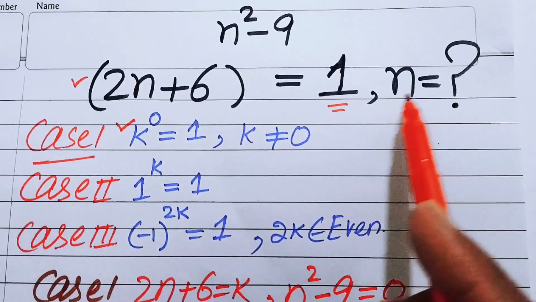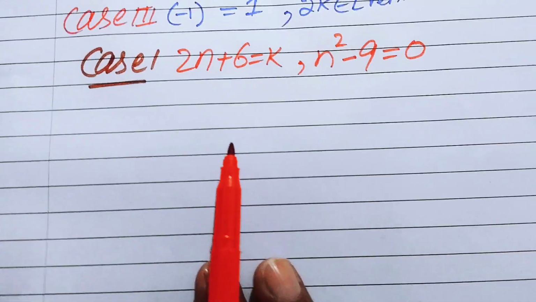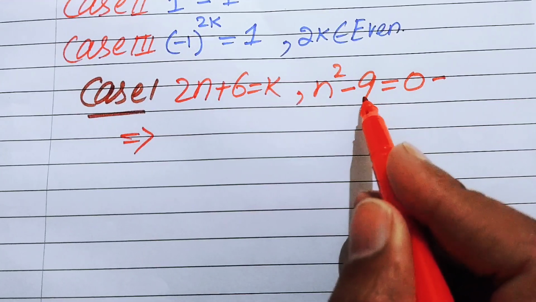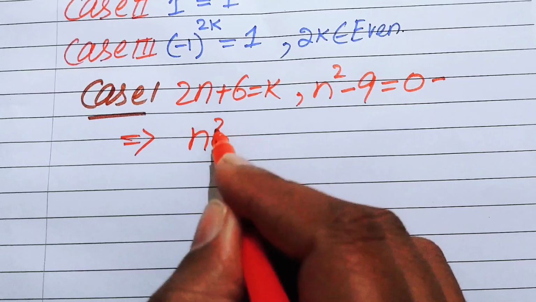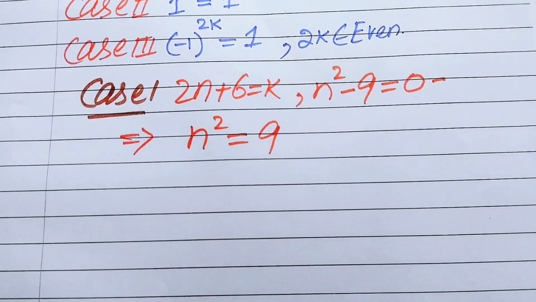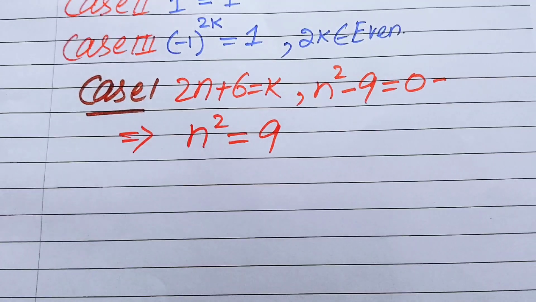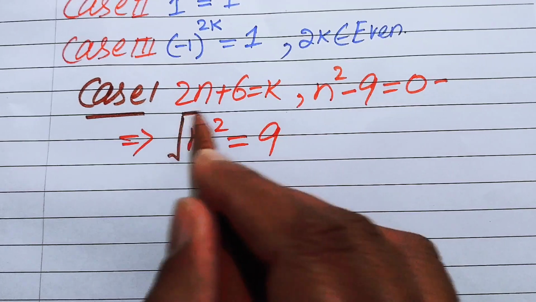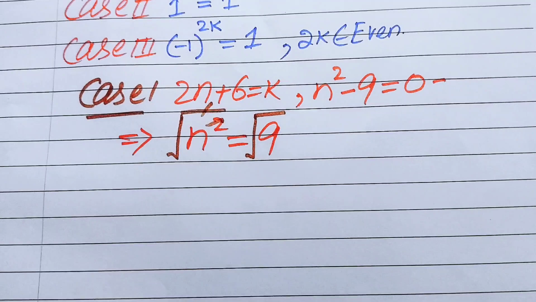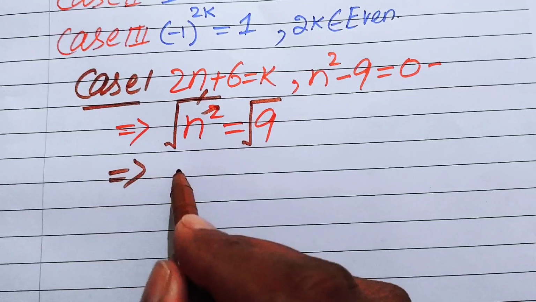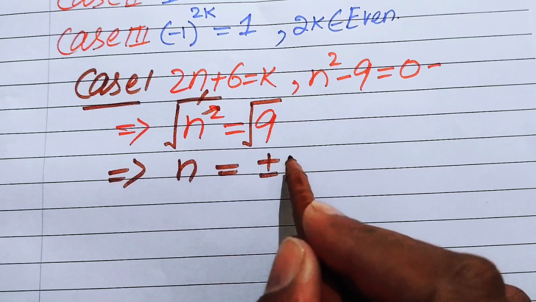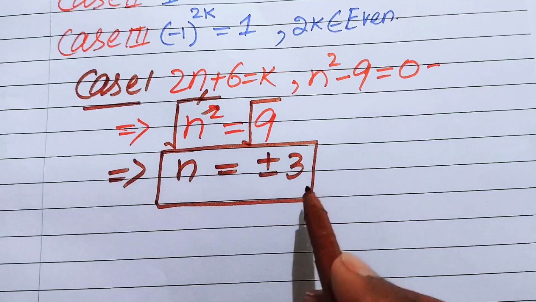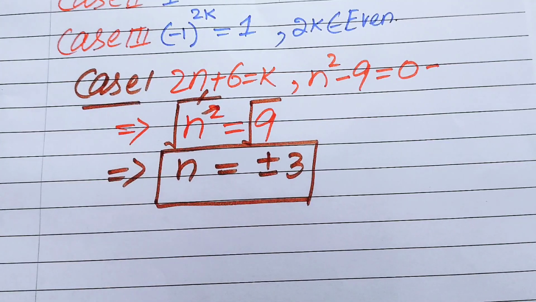But in this question we need to find the value of n. So here we just solve this equation: we have n² − 9, and we move this minus 9 to the right hand side and we get n² equals 9. And here we take the square root on both sides of this equation. The square and square root cancel each other and we get the value of n equal to plus minus 3. So these are the values of n which we get from case number 1.